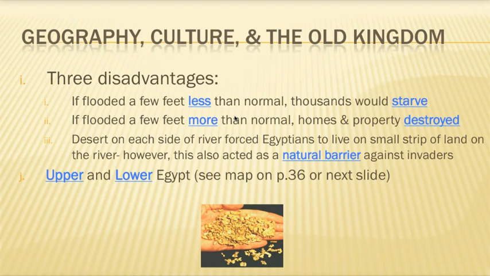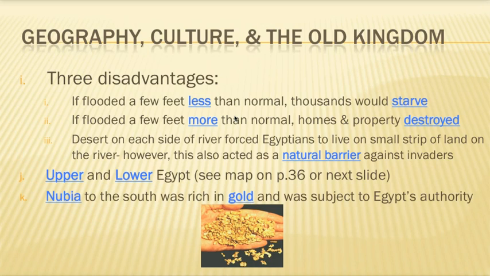Now, what's interesting is there are two regions of Egypt. Historically, Upper and Lower Egypt. Now, there's a map in your book on this, but I'll show it to you on the next slide. They're actually flip-flopped due to the way the Nile flows. So we've got Upper Egypt, which will actually be in the south, Lower Egypt, which will be closer to the Mediterranean Sea. And even south of that, you have another region called Nubia.